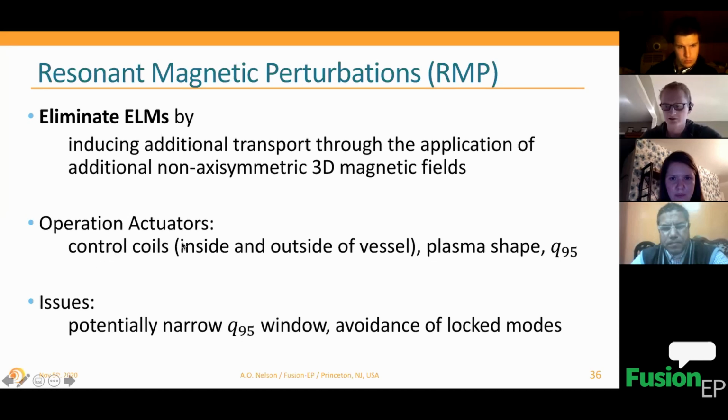So we need external coils to induce this 3D field. And it also has to be a very specific plasma shape and Q95. Issues are getting to this very potentially narrow Q95 window. And it turns out that if your coils on the outside are too strong, you actually run into locked modes, which are a source of disruptions. And that can be even worse than ELM events. And so you have to be very careful with how much RMP you actually apply.